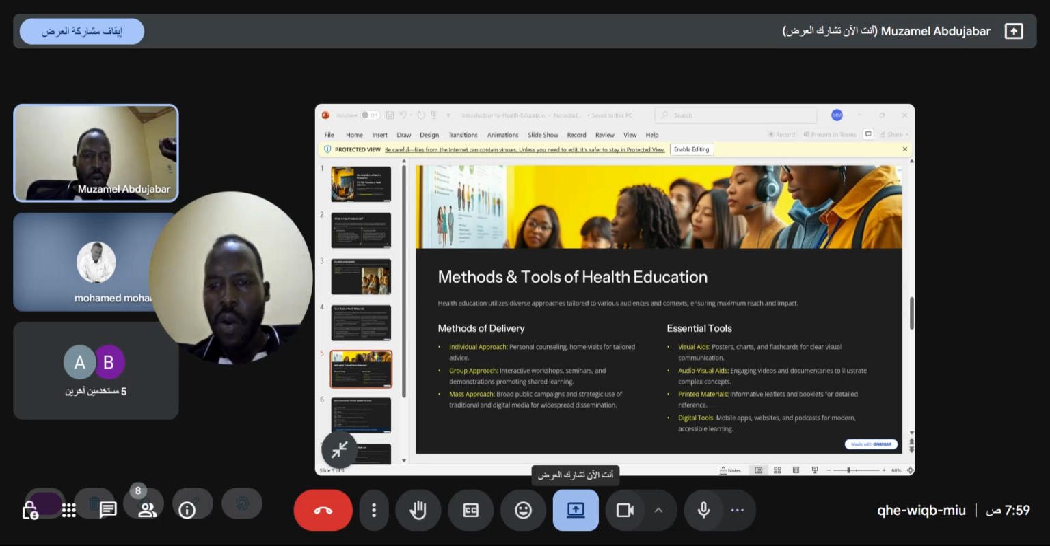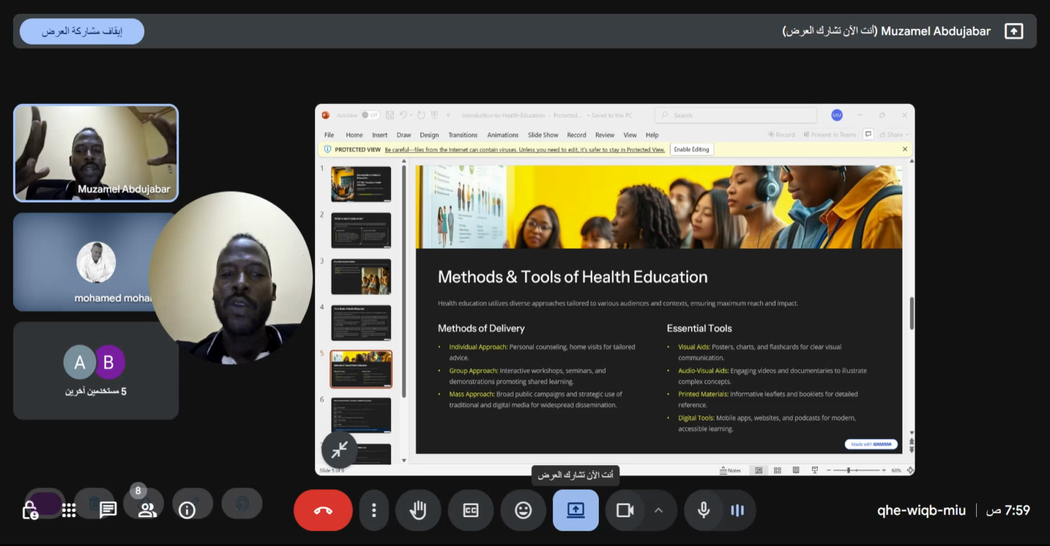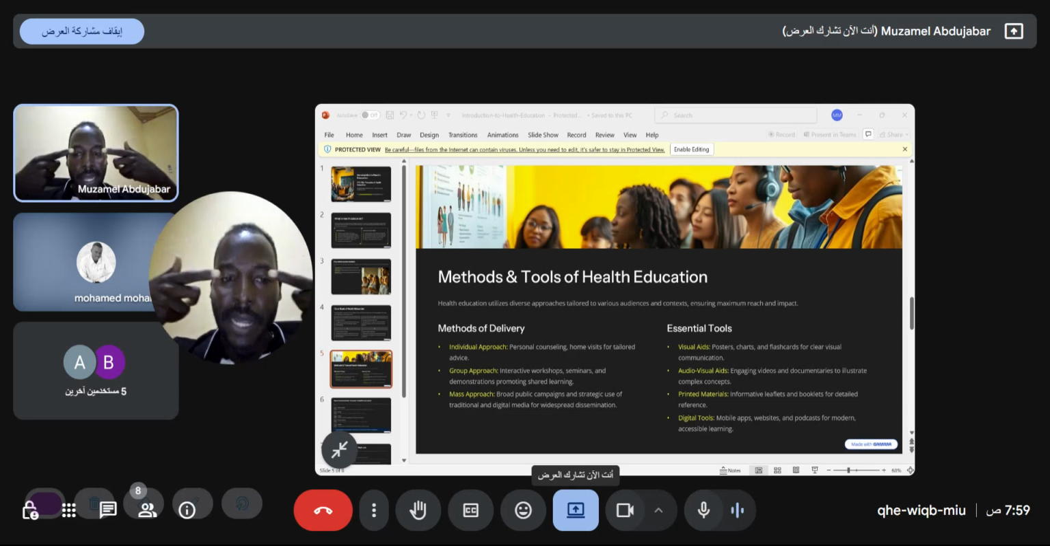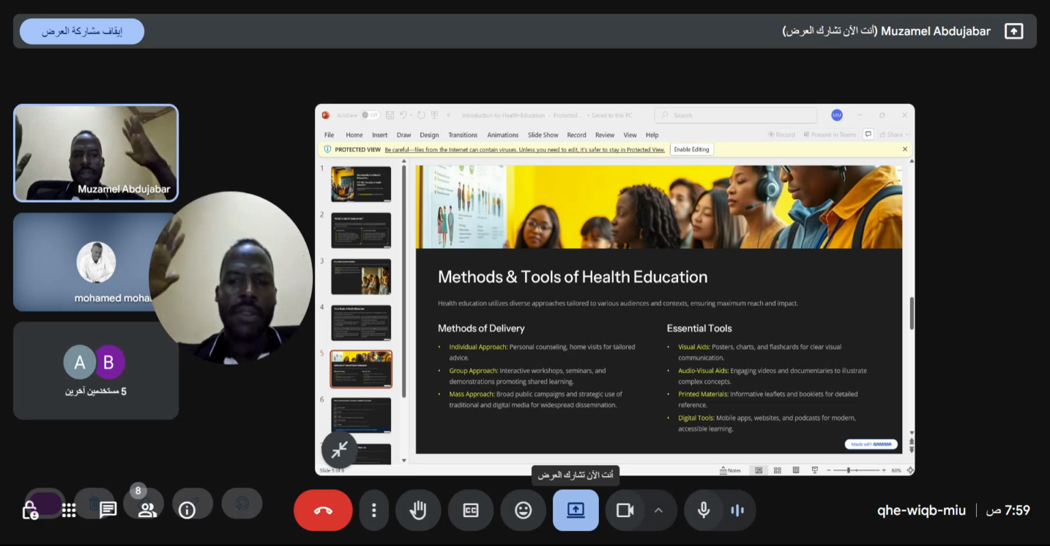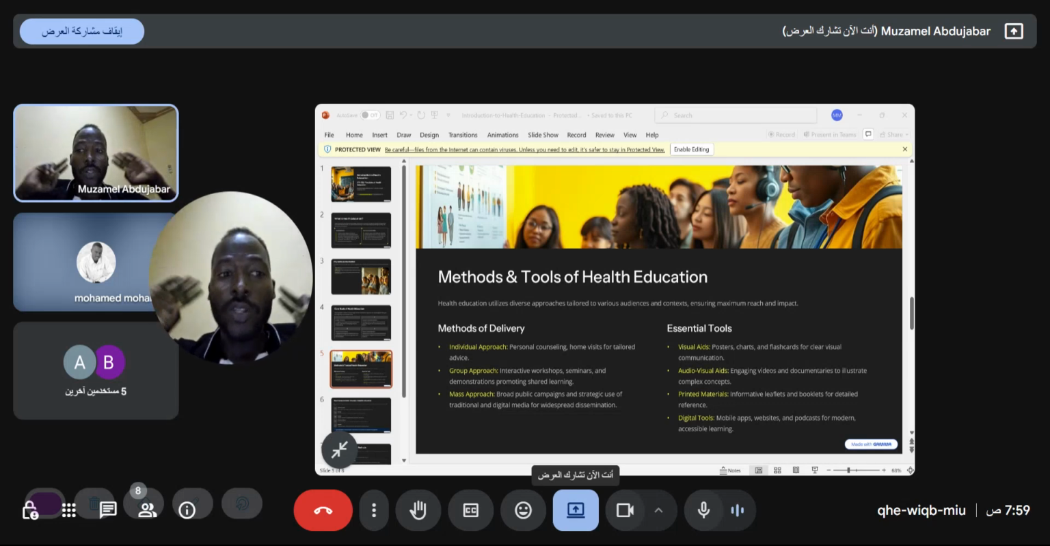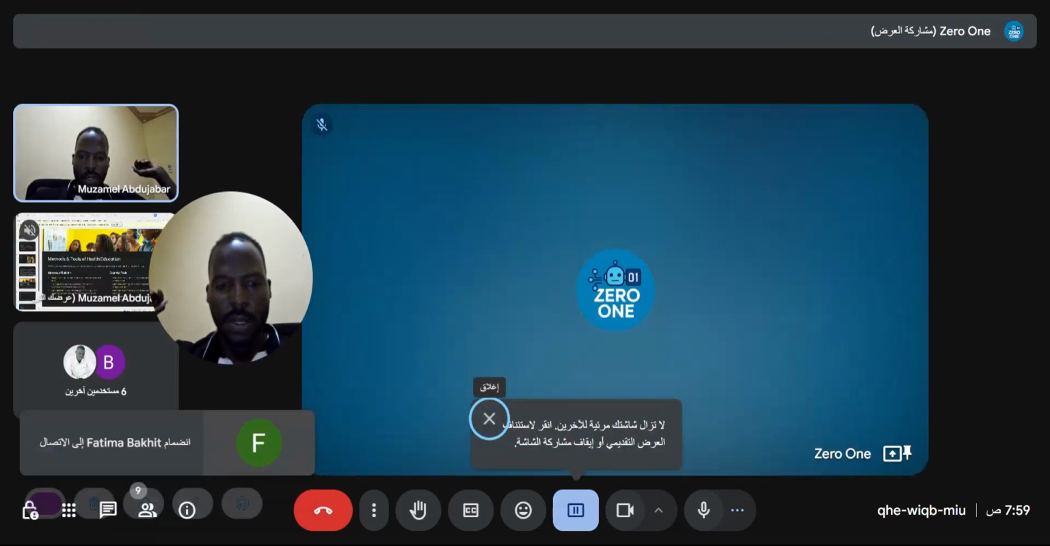The second thing is the audio visual aid: audio that you can hear and visual that you can see. The first one, the visual aid, helps you see, like a poster. This is called the visual aid. The second one is audio visual. Audio you can hear and also see, like video.